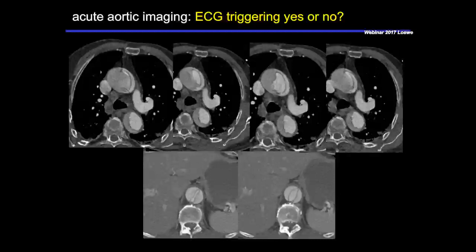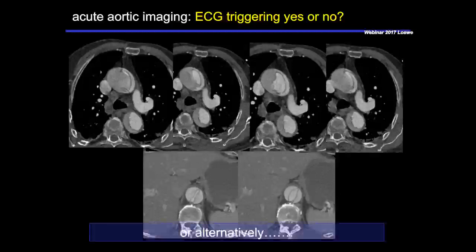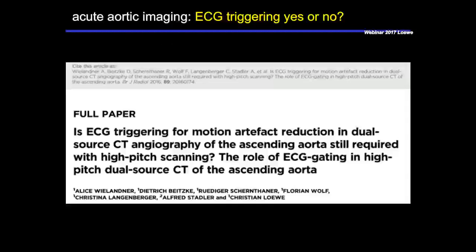For the assessment of the real functional situation and the dynamic situation, it's very helpful to have this ECG triggering. If time is really very costly and the patient is in a very critical situation, or your staff is not well trained to apply ECG triggering even in the acute setting, one alternative could be to go for a very fast scanning with a really high pitch.